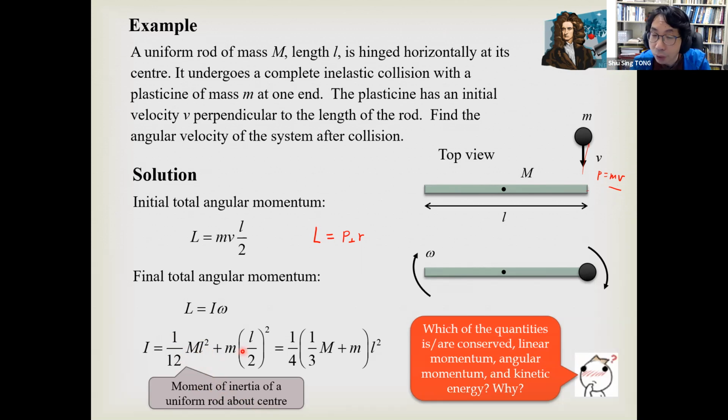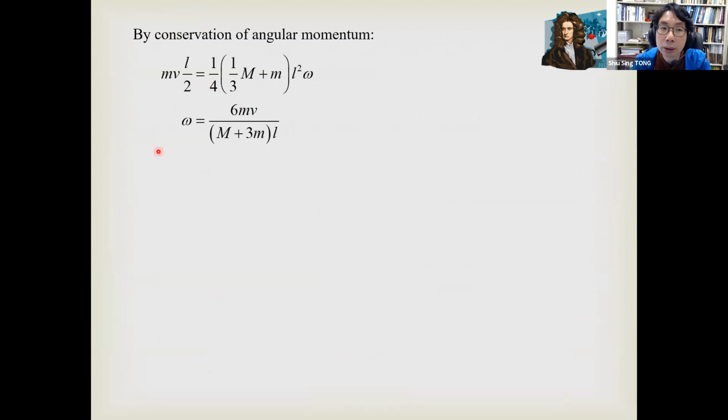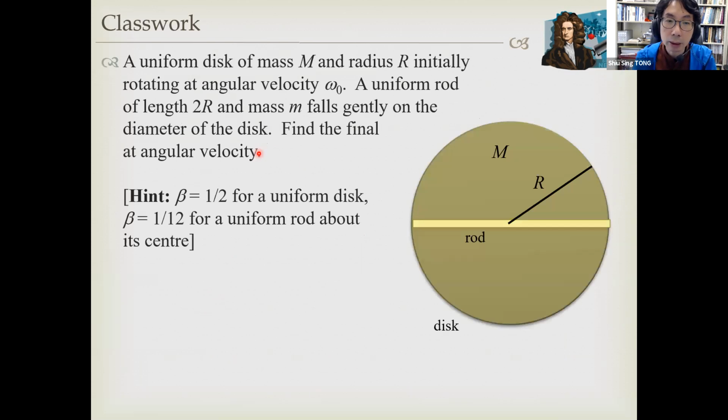So the sum of the two terms gives you the total moment of inertia, and you apply the conservation of angular momentum. The final angular momentum equals the initial momentum, right? So you get the angular speed as this. Okay, so that is again a simple example. Now, let us have another example. I let you do it.